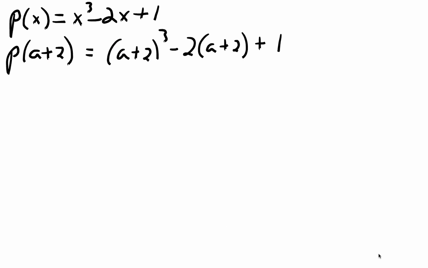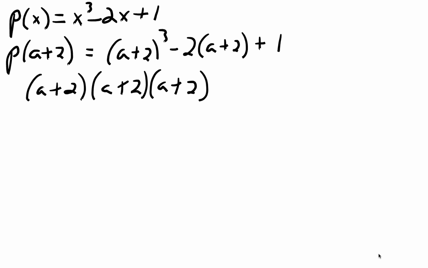So on this one we have p of x is x cubed minus 2x plus 1, so it's cubic. And I have to evaluate at a plus 2. So wherever I see an x, I'm going to put an a plus 2, so I've already done that. And now I'm going to evaluate this. So a plus 2 cubed means a plus 2 times a plus 2 times a plus 2. So I'm going to FOIL the first two. And once I FOIL the first two, I would get then a squared plus 4a plus 4.